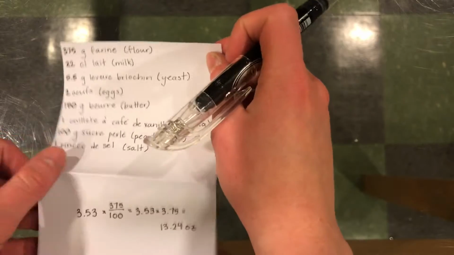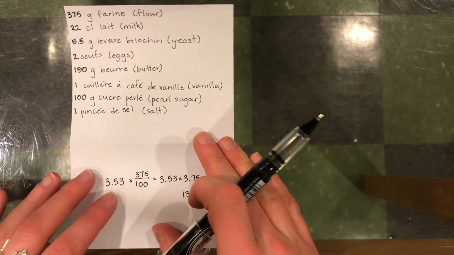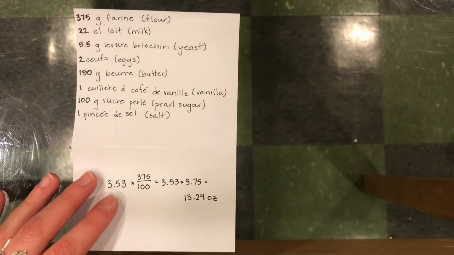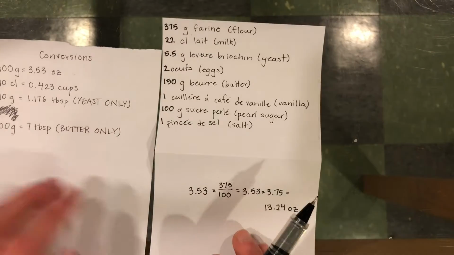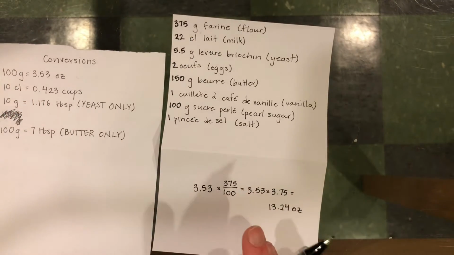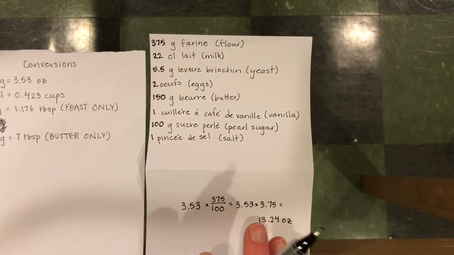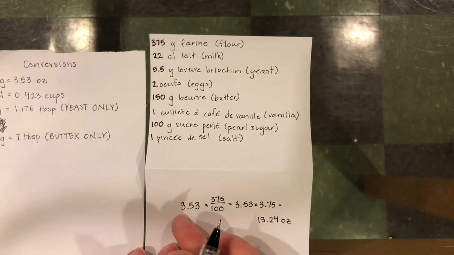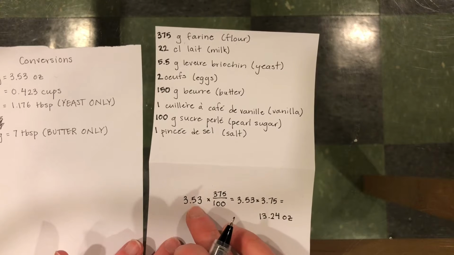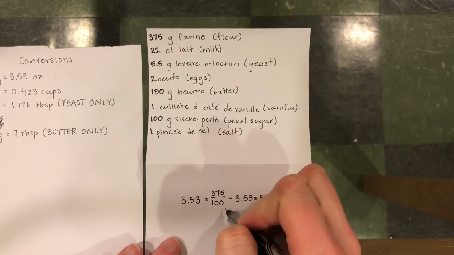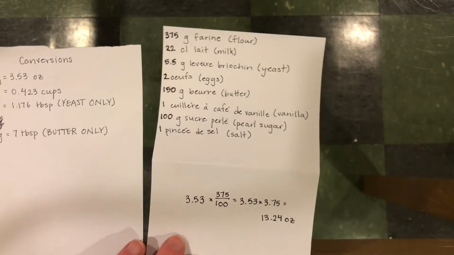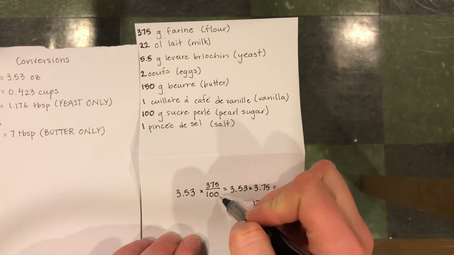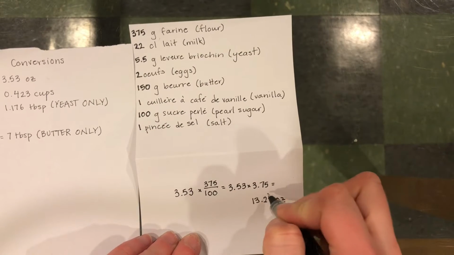So the one conversion that I did is this one right here, when I'm trying to convert the flour here into ounces instead of grams. So we see here that 100 grams is equal to 3.53 ounces, but we have 375 grams. So what we're going to do is we are going to multiply 3.53, so that's how many ounces are in 100 grams, by 375 over 100. So that's how many times 100 grams we have of flour in this recipe. Now 375 over 100 can simplify to the decimal 3.75.